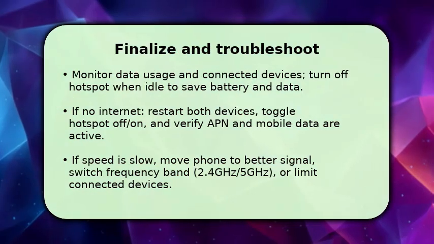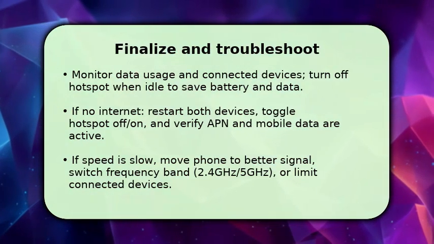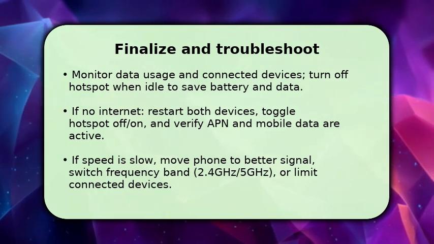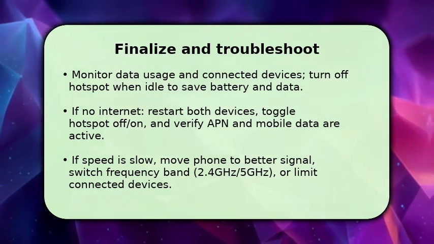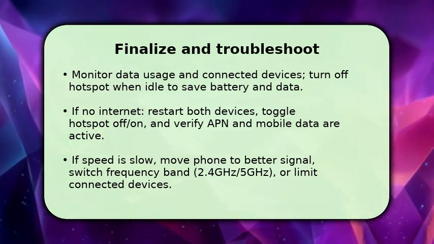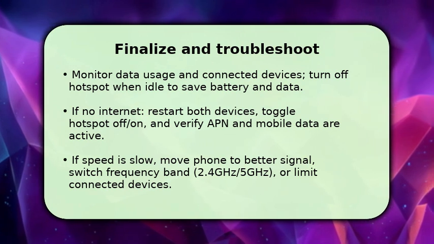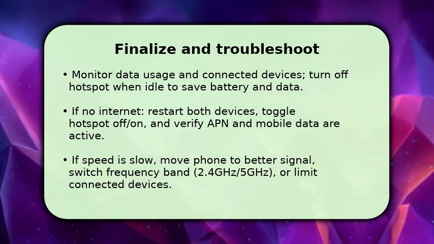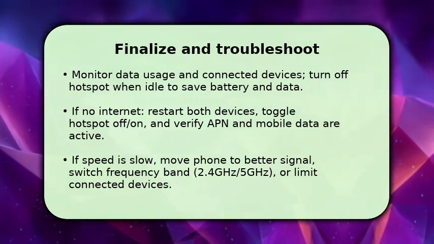Finish by monitoring connections and preserving battery. Keep an eye on data usage and disconnect devices you don't recognize. If the client has no internet, restart both devices, toggle the hotspot off and on, and confirm mobile data and APN settings are correct. These steps often resolve authentication issues.